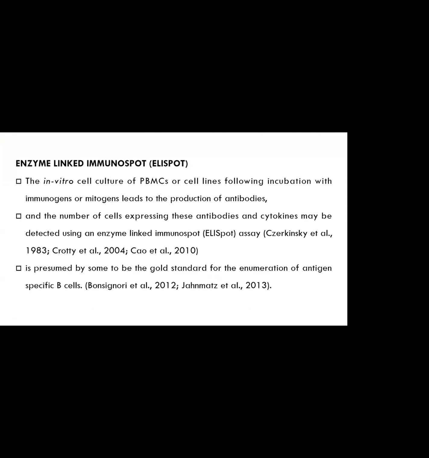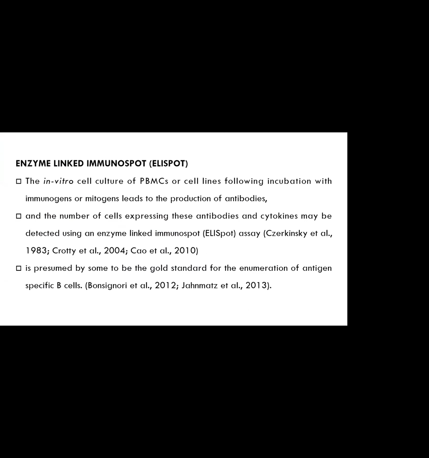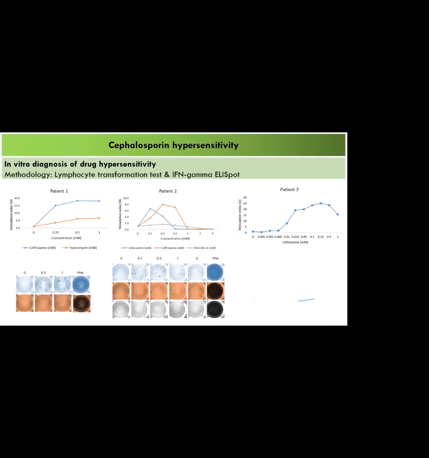Another example that can be used to characterize is what is called the enzyme-linked immunospot assay. Now, for this particular assay, the cells are incubated with immunogens or the suspected causative drug, and they now produce antibodies. And the number of cells that are expressing these antibodies can now be detected using a particular equipment called an ELISpot machine. And it's said to be the gold standard of detecting hypersensitivity. This assay is usually run in tandem with the lymphocyte transformation test.